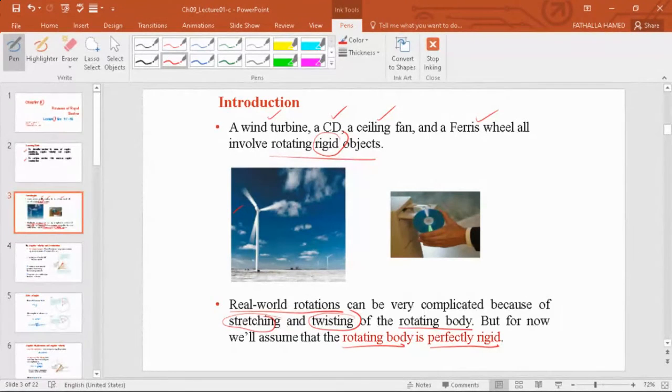It's not going to move. So we assume that the body is rigid, it's hard. So there is no twisting, no stretching, none of these effects. So the object stays as hard as it is.